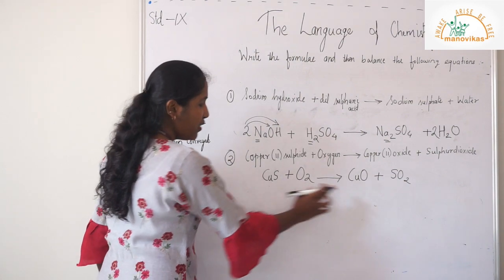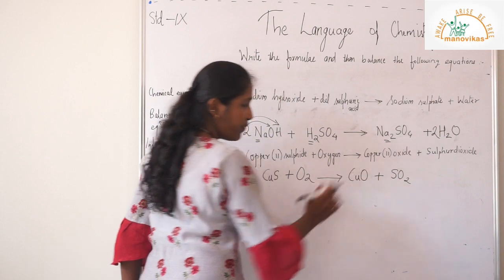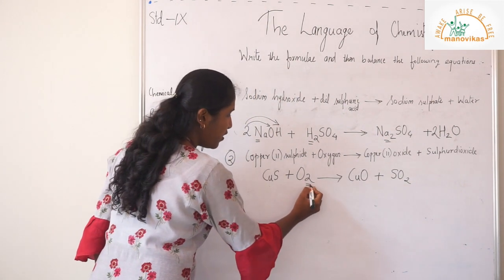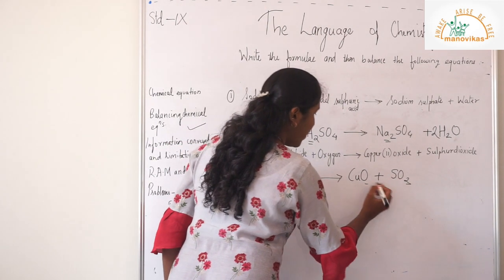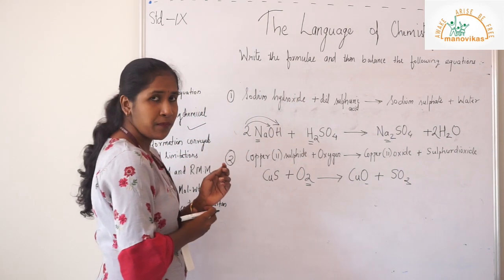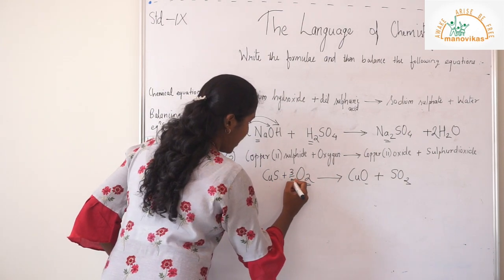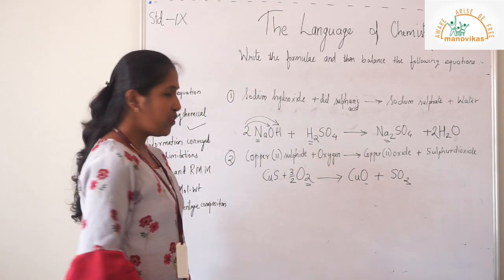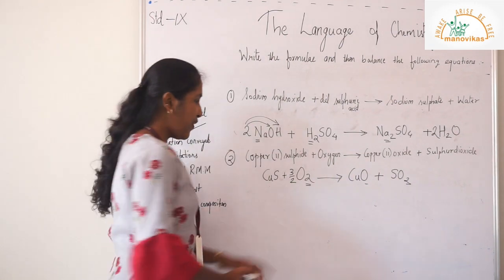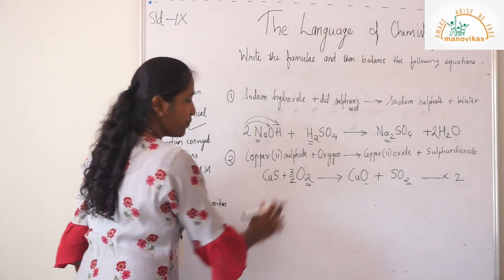Copper here is 1, here also it is 1. Sulfur is also 1, here also sulfur is 1. Oxygen here is 2, but here you have 2 plus 1, 3. So how are you going to make it 3? Again, let's take it in a fraction. So 3 by 2. So what are you going to do? In order to get rid of this fraction, you will multiply the entire equation by 2.